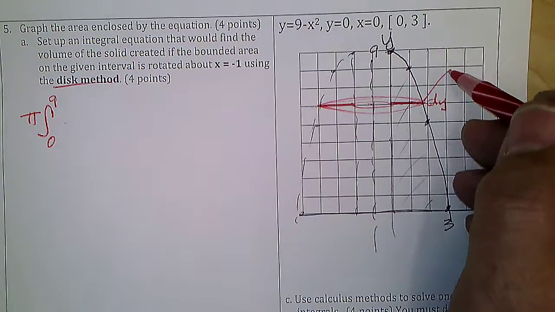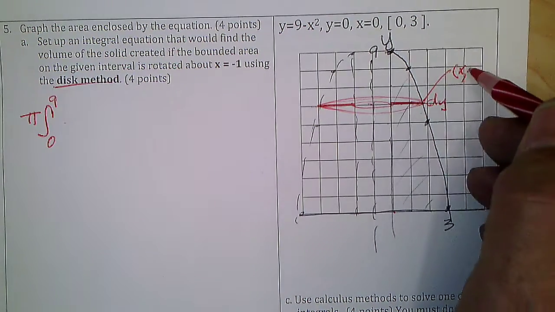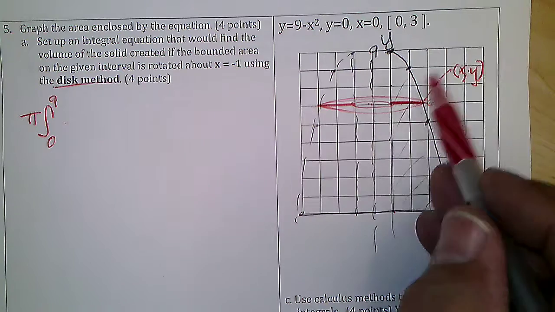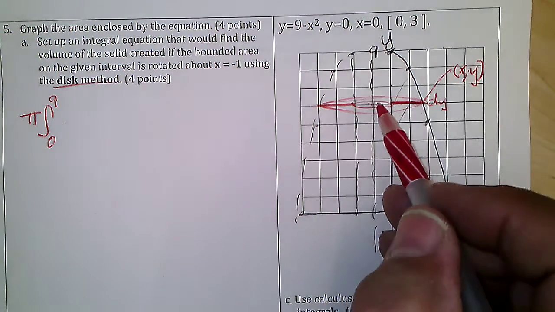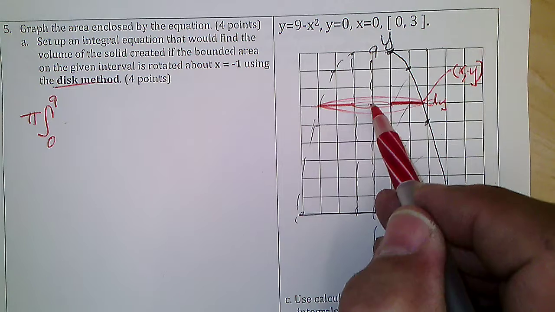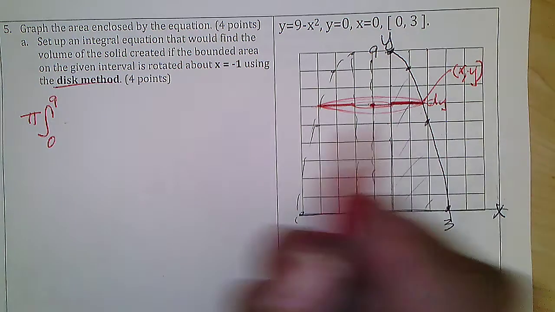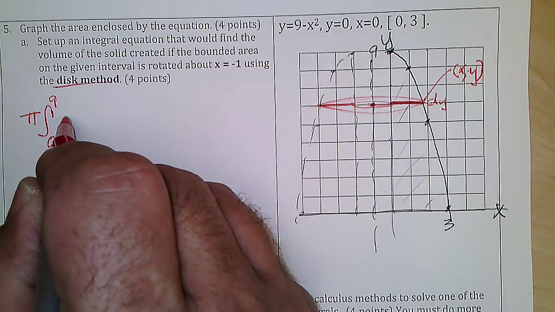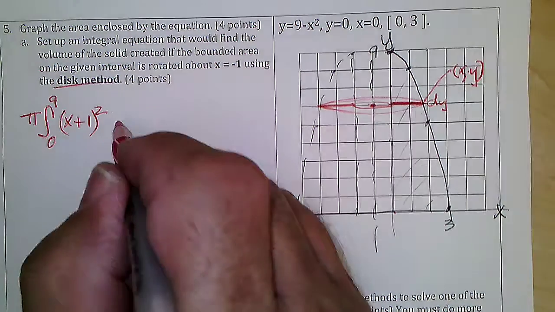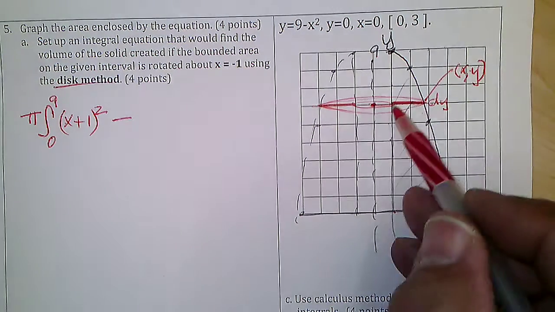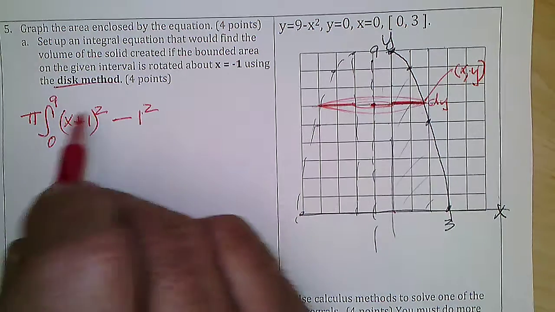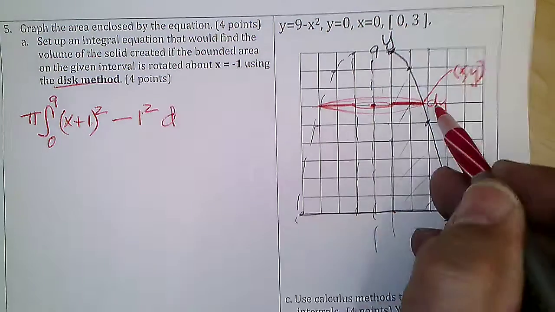Well, if this is a point on the curve, x, y, x is this direction, y would be this direction. X is in the direction of the radius, but the x is not the total radius because it doesn't reach to the axis of rotation. It's one more. So the pi r squared is x plus 1 squared minus pi, the small radius. Well, the small radius all the way up and down is 1, so that's 1 squared. Pi r squared dy.